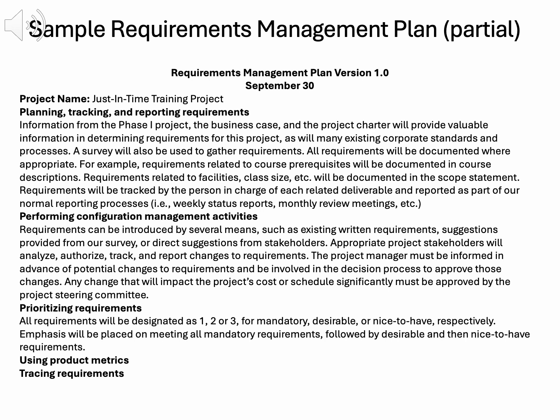Requirements are documented in relevant places, like course descriptions for prerequisites or the scope statement for class sizes, ensuring clarity. Tracking and reporting are integrated into regular processes, like weekly status reports and monthly review meetings. Each requirement is assigned to a responsible person, ensuring accountability. For example, the survey coordinator tracks responses, reporting progress to stakeholders, keeping the project aligned with needs.